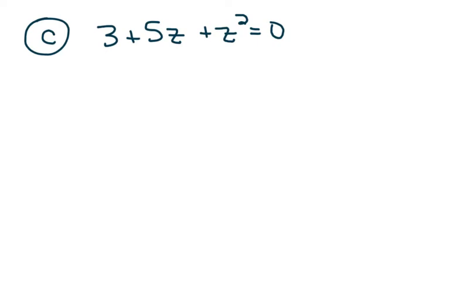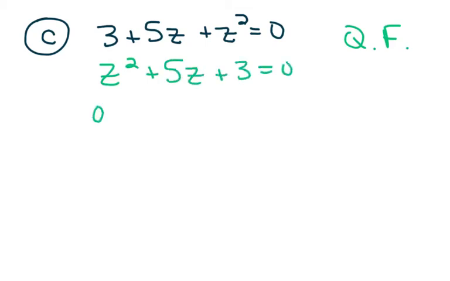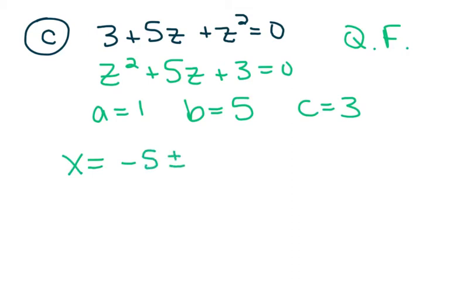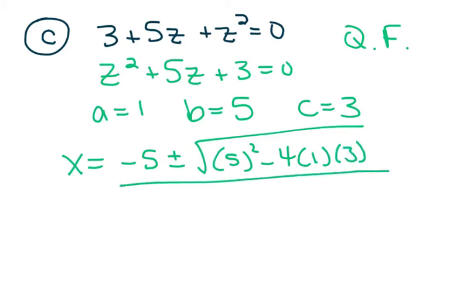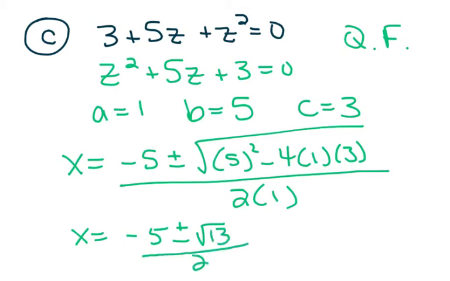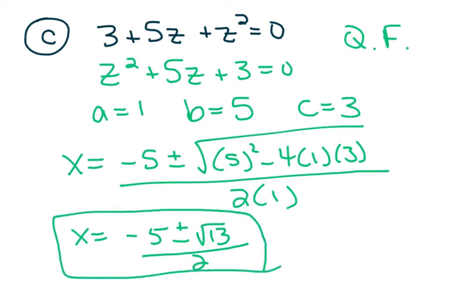Well, I could have always used the quadratic formula. So I'm going to rewrite this in descending order of powers. The only reason I'm going to do that is because now I know that in the quadratic formula, A is 1, B is 5, and C is 3. So x is equal to the opposite of b plus or minus the square root of b squared minus 4ac all over 2a. I evaluate what's under the radical first. 5 squared minus 4ac is going to be 13. And I can't take the square root of 13 because it's irrational. We just leave the answer like this.